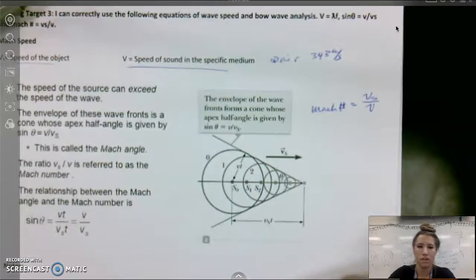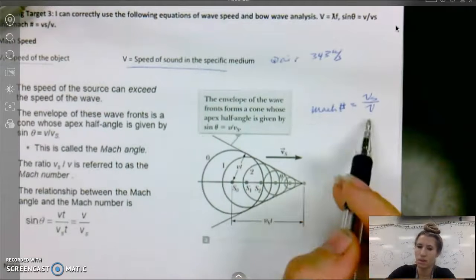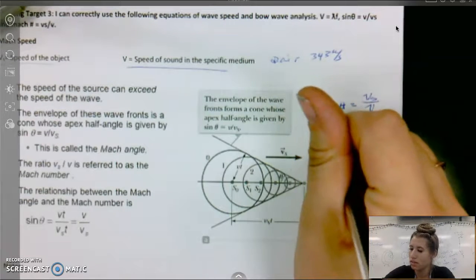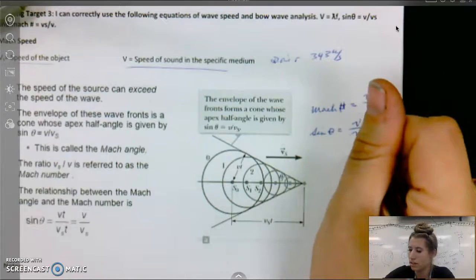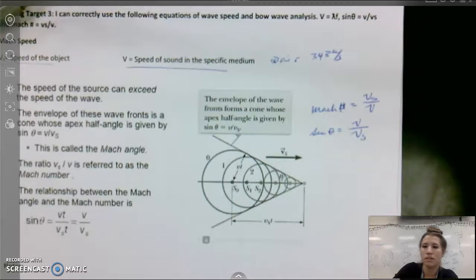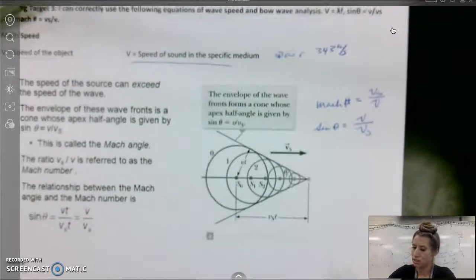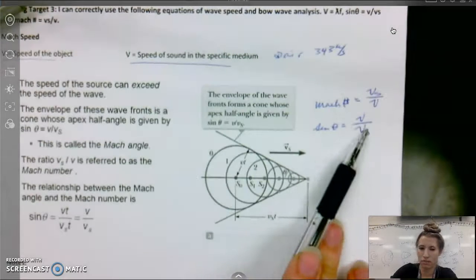The other equation is this half angle equation. So we call the first one the Mach equation. Then we have the half angle, which is sine of theta is velocity of sound over velocity of the object. Okay. So for this, let's derive where this came from.